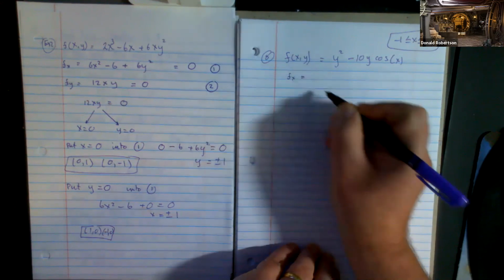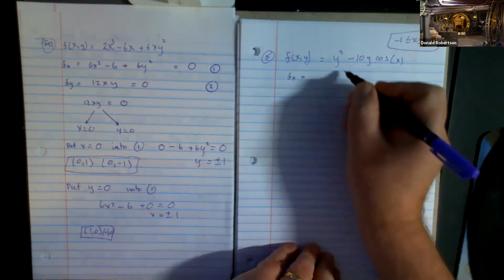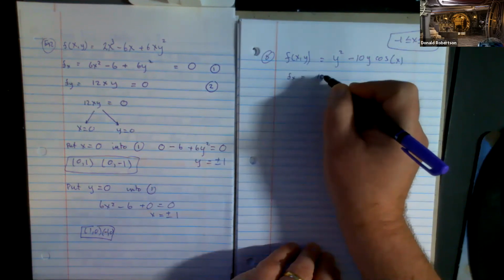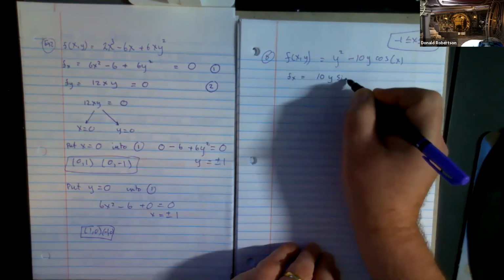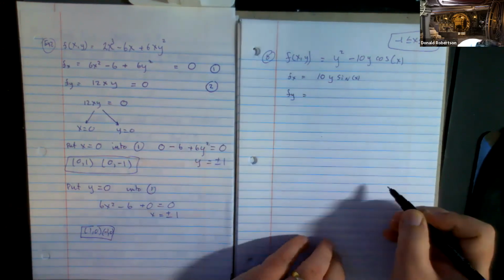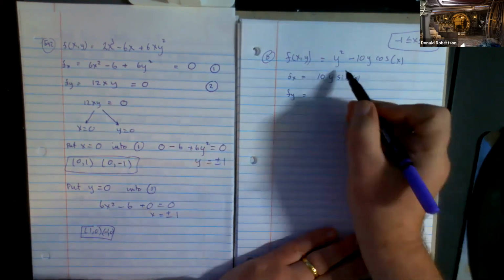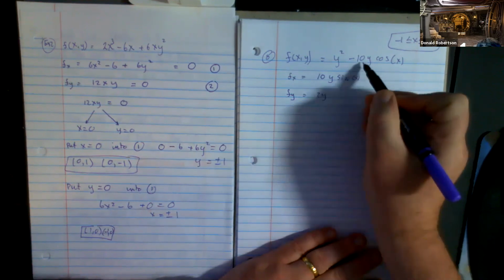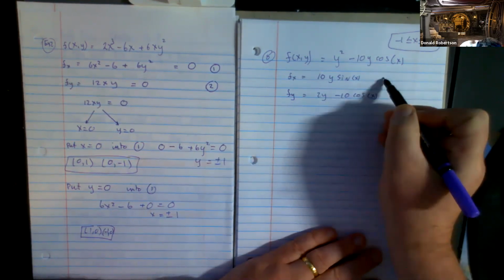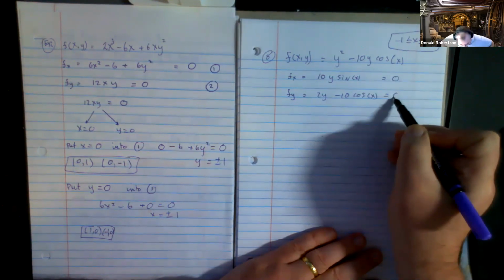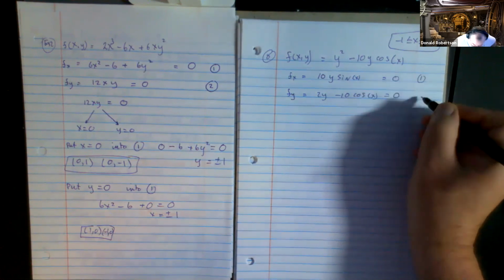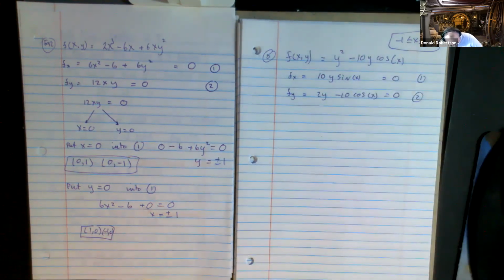If you do a partial derivative with respect to x, you'll get nothing for this. That gets you a negative, so it's positive 10y sine x. If you do a derivative with respect to y, you get 2y minus 10 cosine x. And we want these both to be zero. I'll call this equation 1, and this equation 2.